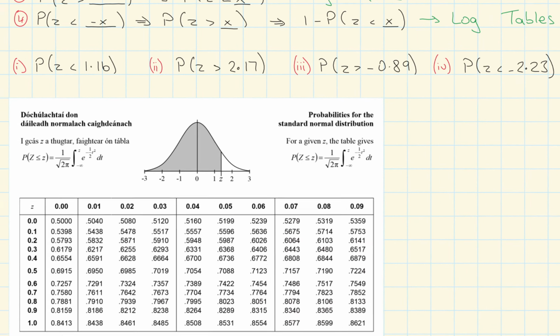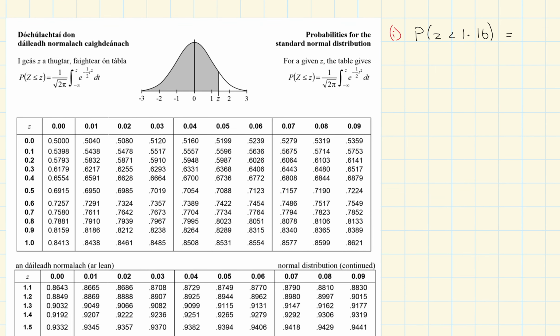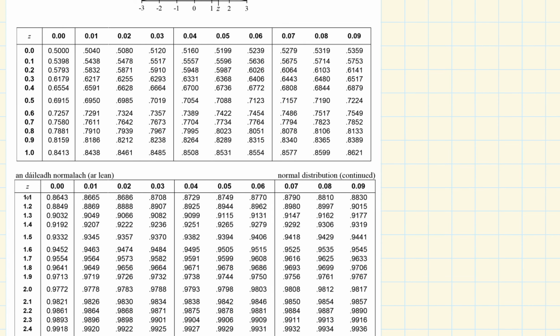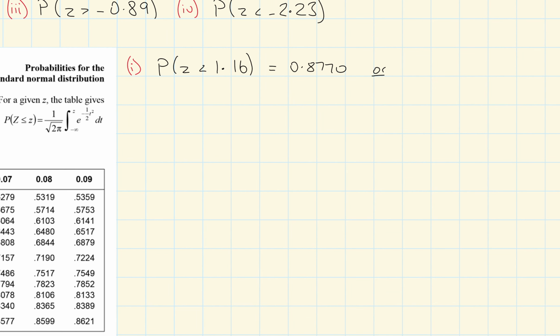So we'll look at each of these scenarios here, and these are your 2 pages from the log tables. Okay, so the first one, you have the probability that z is less than 1.16. So it's less than, it's a positive number. It's our first case, so we go straight to our log tables. And on the left hand side we're looking for 1.1. So we'll scroll down, second page, we have 1.1, and then I need 6, so there's my 1.1 and 6. So my answer would be 0.8770. Or if we were asked for the answer as a percentage, we'd have 87.70%.